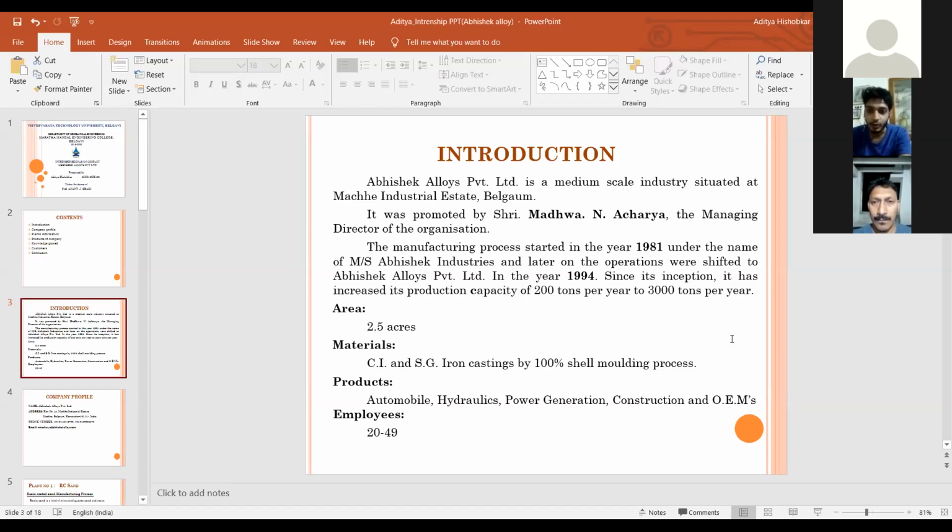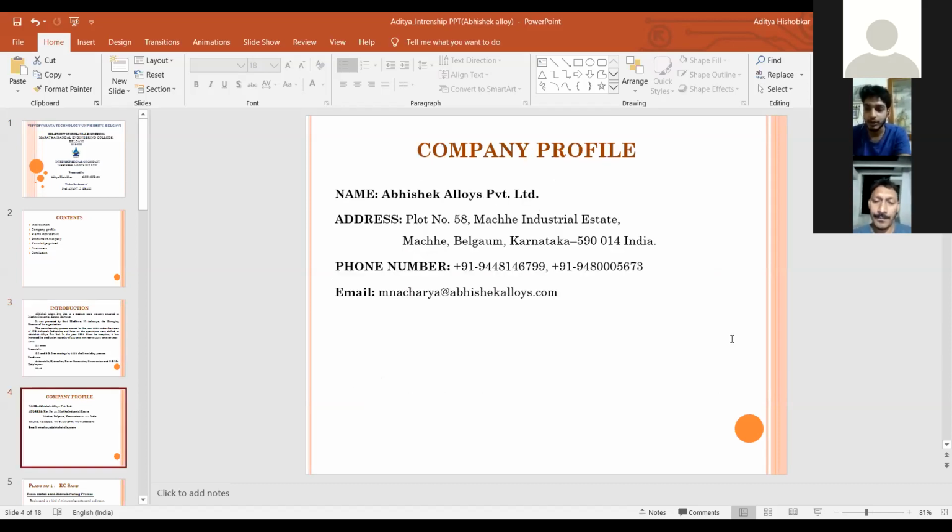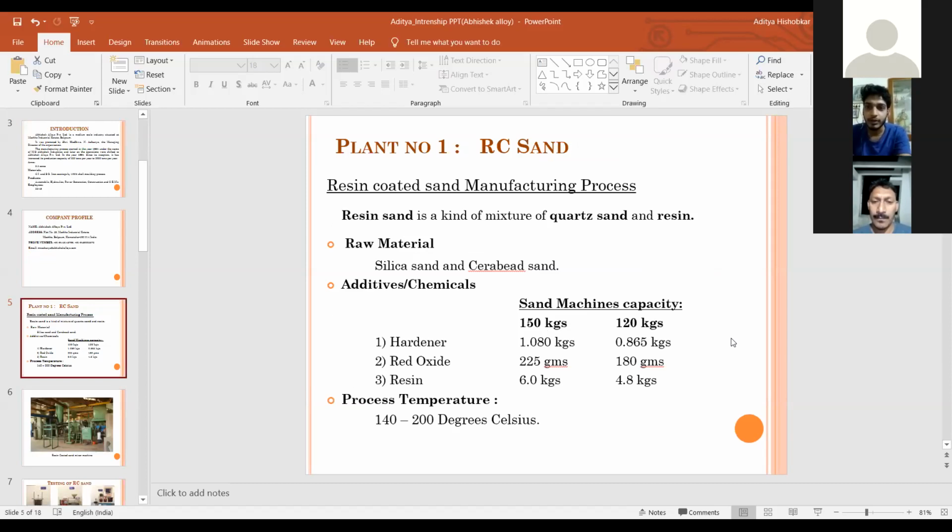The products of this company are for automobile, hydraulics, power generation, construction, and OEM. The employees working here are 20 to 49 employees. Moving forward, we'll see plant one, that is the RC sand, resin coated sand manufacturing process. Resin sand is a mixture of quartz sand and resin.